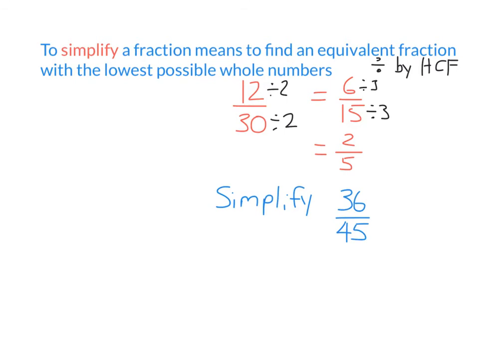So let's say I was asked to simplify 36 over 45. I want to find an equivalent fraction with lower whole numbers. The highest number that goes into 36 and 45 is 9. So I'm going to divide the top by 9. What I do to the top, I must do to the bottom. So 36 divided by 9 is 4. 45 divided by 9 is 5. These two fractions both equal 0.8. This one's simpler because it has lower whole numbers.